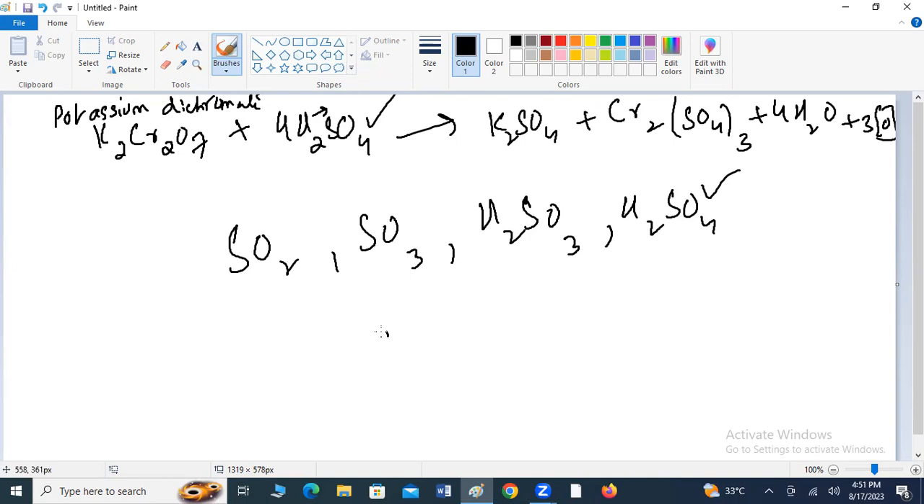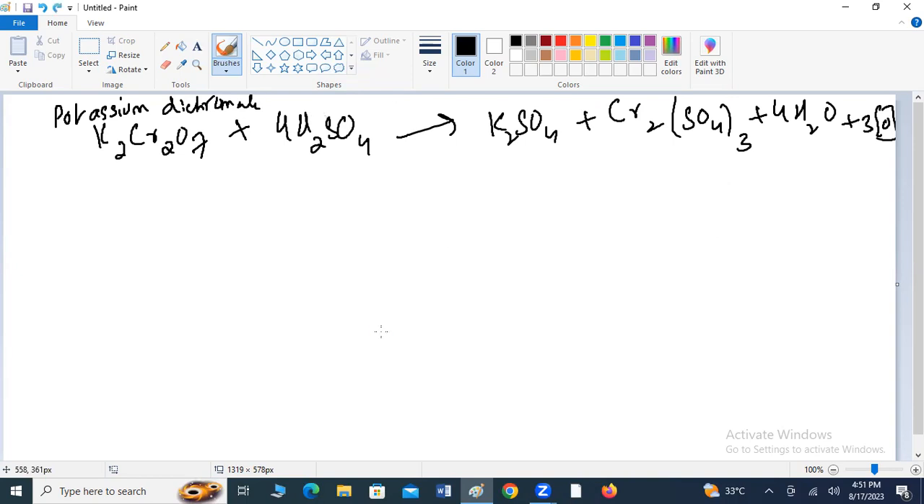Okay, so what about this one? Can you tell me the name of this? Potassium sulfate. Okay. Sulfite is K2SO3. Since this is O4, whenever you have SO4, you will call it sulfate. Okay, so it is potassium sulfate. And what about this one? Which one? This second.